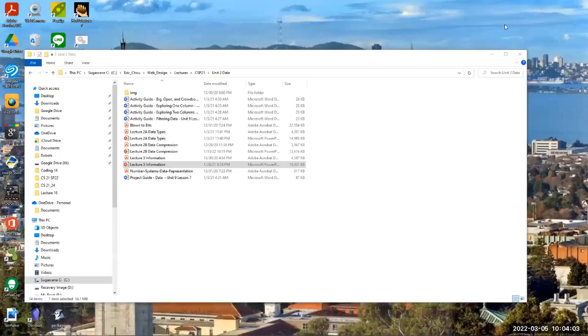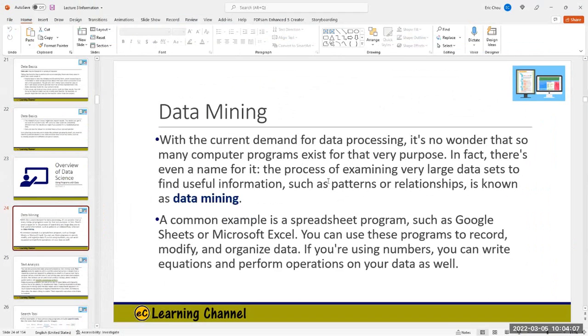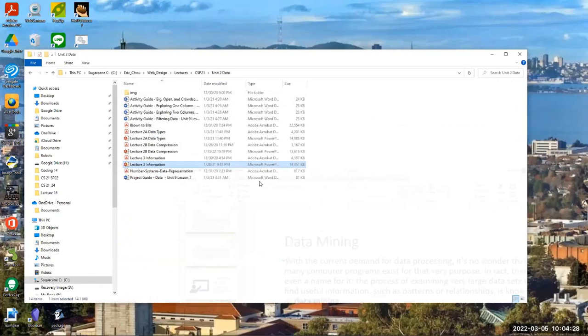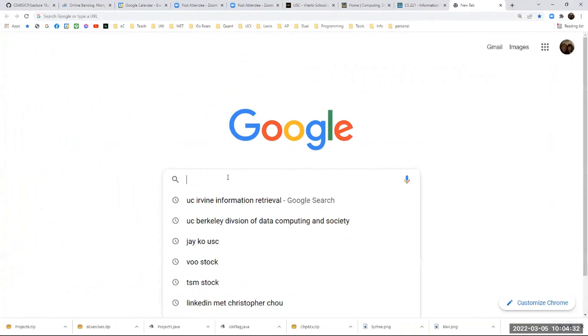So that's a special technique. It's one course by itself. So that's called data mining. A common example is a spreadsheet program such as Google Sheets or Microsoft Excel. You can use this program to record, organize, and manipulate the data. And if you are using numbers, you can write an equation and perform operations on it. So that's Excel.